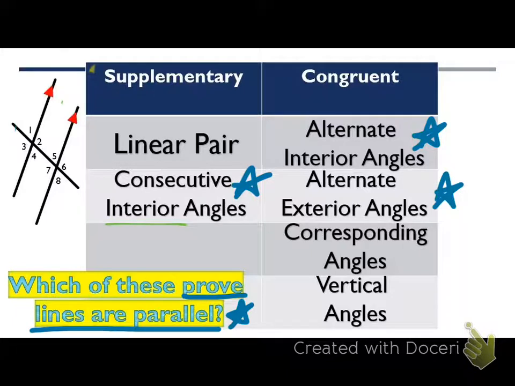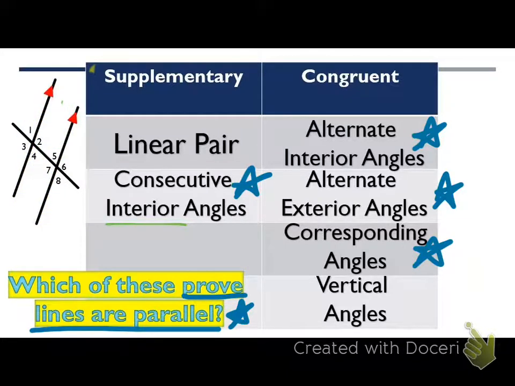Corresponding, pick any angle at all. 5. What would 5 be corresponding with? 1. So 1 is sitting on this line, 5 is sitting on this line. So is there enough information to prove these two lines are parallel? Yes.